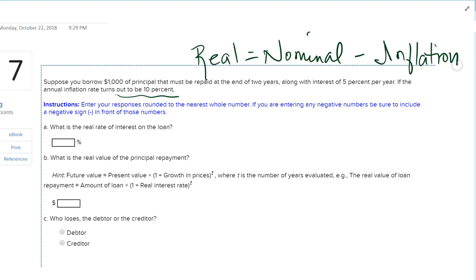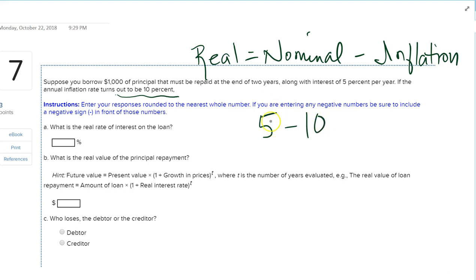So we could say nominal equals real plus inflation. Okay? You can see how we could move those things around and have an equality that is the same statement. So in this case, we want to know the real rate of interest on the loan. And so we can say, well, the nominal interest was 5% per year. And we have 10% inflation.